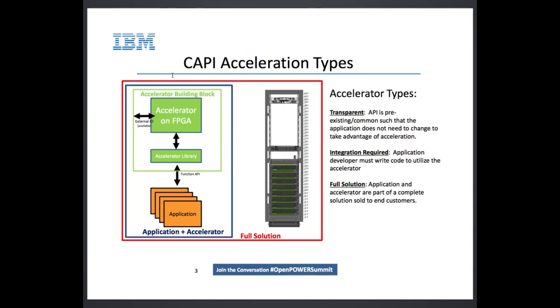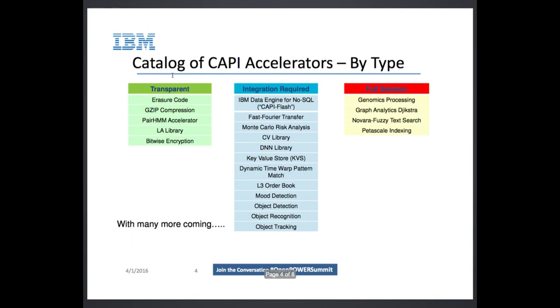So let's take a look at what these new accelerators are. In these 3 categories, we have a set of transparent accelerators, eraser code, just announced in China for the Hadoop market, which will be fully compatible with the Hadoop 3.0.0 coming out. IBM will have a gzip compression CAPI accelerator available in July. And we have a few others that you can get and go look at on our IBM website.